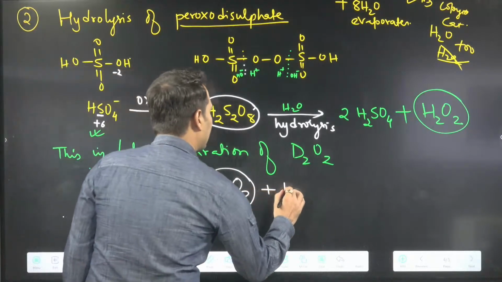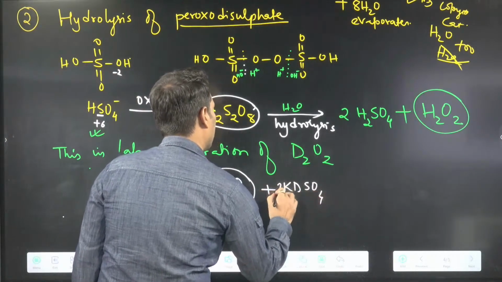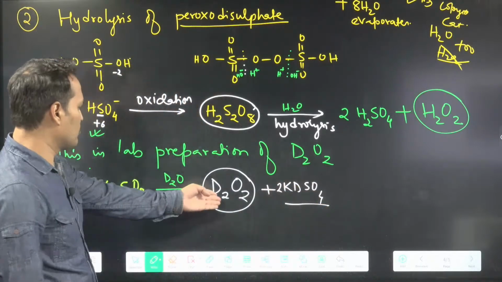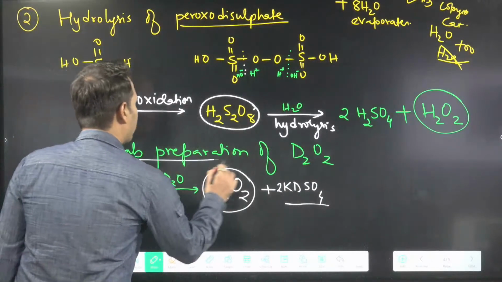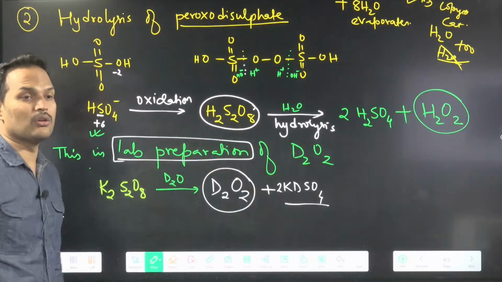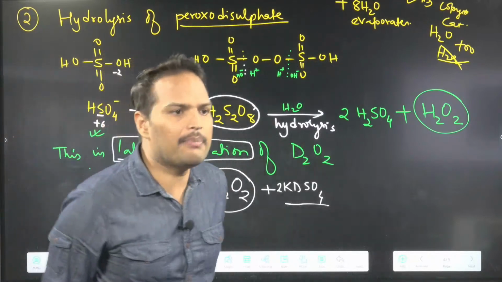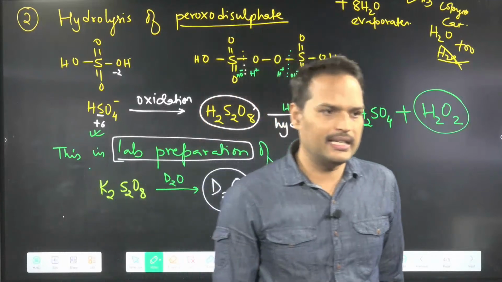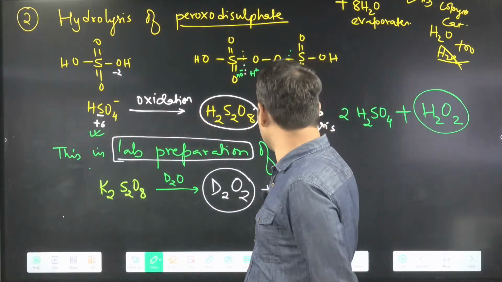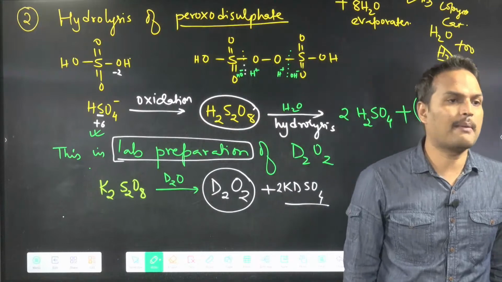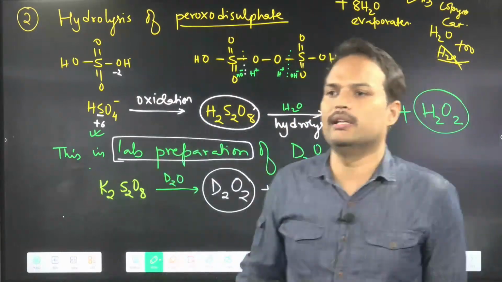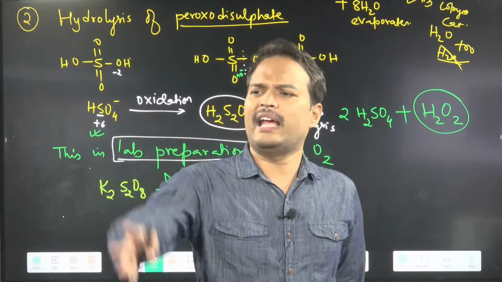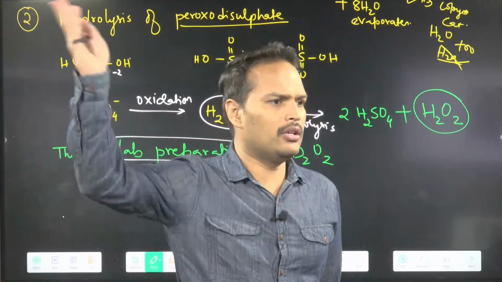And you can write KDSO4, KDSO4 2 times. No one is interested in this KDSO4. Okay? So we are interested in D2O2 and this is a lab preparation method. So they will ask you what is the lab preparation method of H2O2 or D2O2? You can write 2 times, no problem. At that time you have to tell that we also studied this in that class. What? Take peroxodisulfate and do hydrolysis.